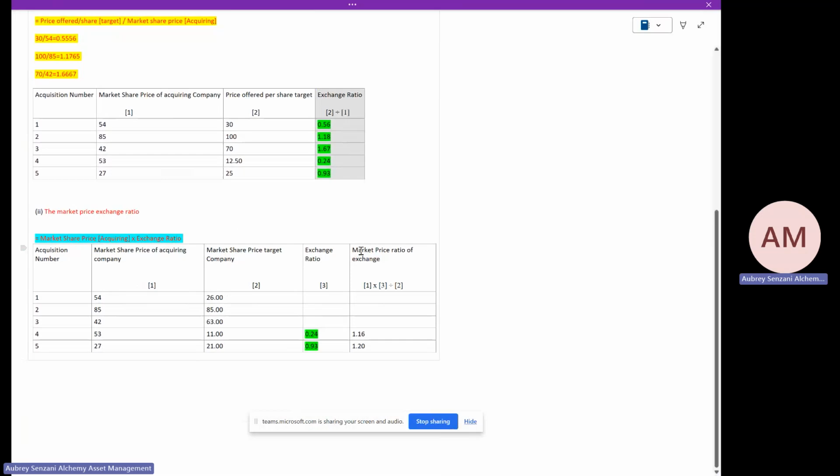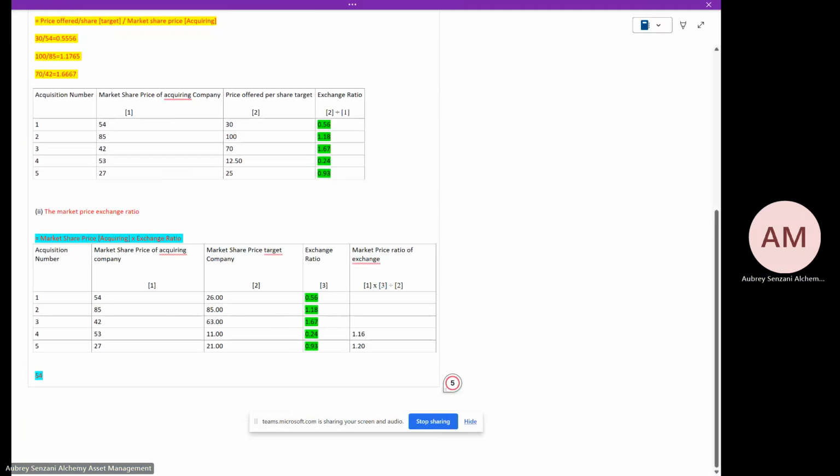So we then simply copy and paste. Here it was 0.56, 1.18, and finally 1.67. Now that we have that, we then say to ourselves, to calculate the market price exchange ratio, we know it's the market share price of the acquiring company times the exchange ratio. So let's quickly then calculate that.